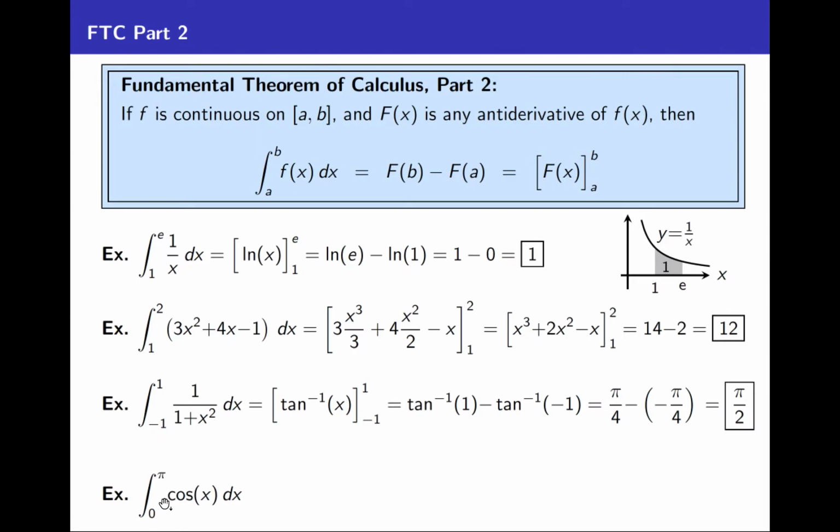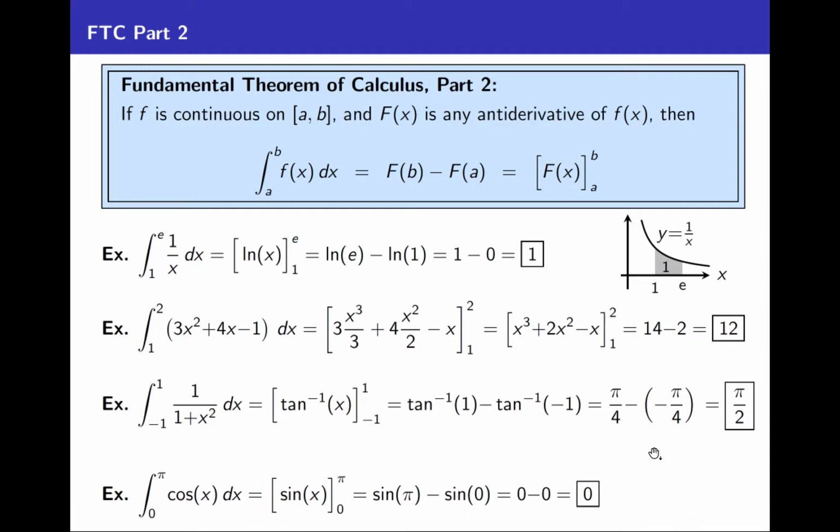How about the integral from 0 to pi of cosine x dx? It's so easy. Part 2 of the fundamental theorem says all we need is an antiderivative of cosine of x, which would be sine x plus c, but of course we can set the c equal to 0. So big F here is just sine of x. And we evaluate from 0 to pi, so that's sine of pi minus sine of 0, and both of those sines are 0, so our answer is 0. So this definite integral equals 0.